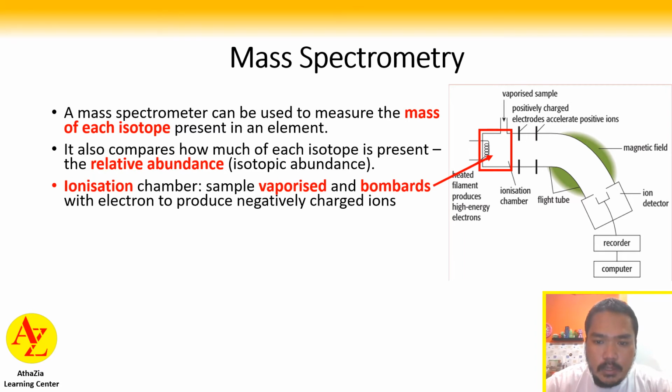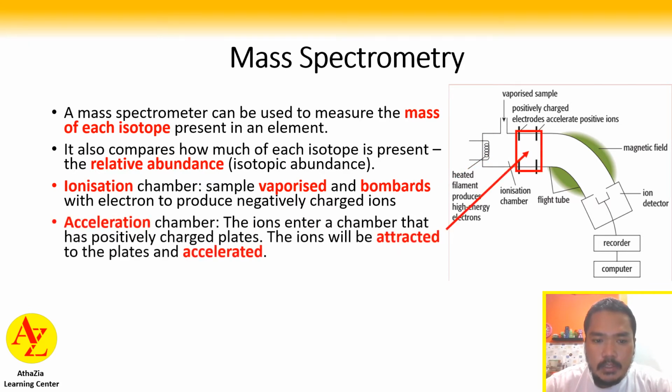The first chamber of this instrument is the ionization chamber. We have a heated filament that will produce high energy electrons, and we vaporize the sample. In such conditions, the high energy electrons will collide with our vaporized or gas sample, so it will make our sample have a negative charge.